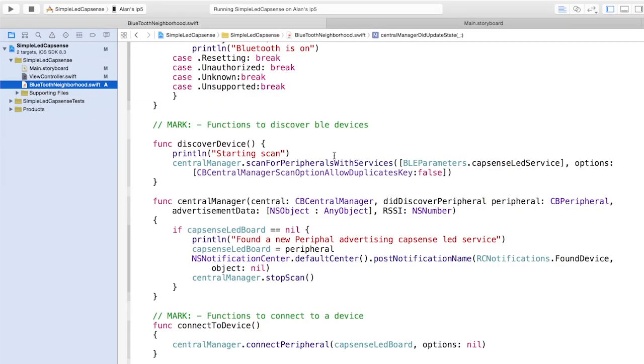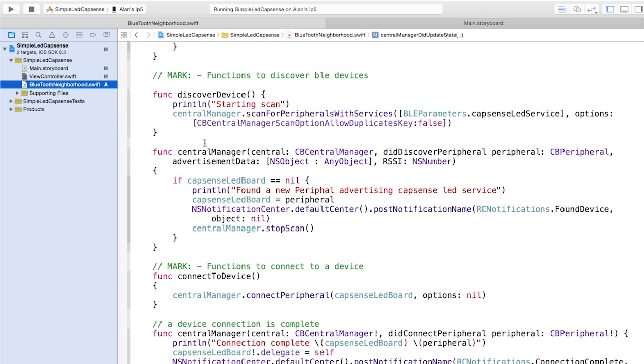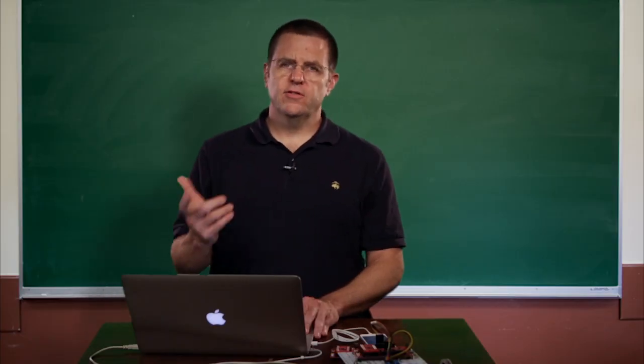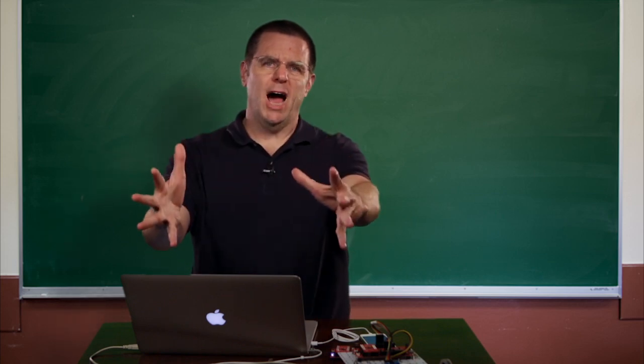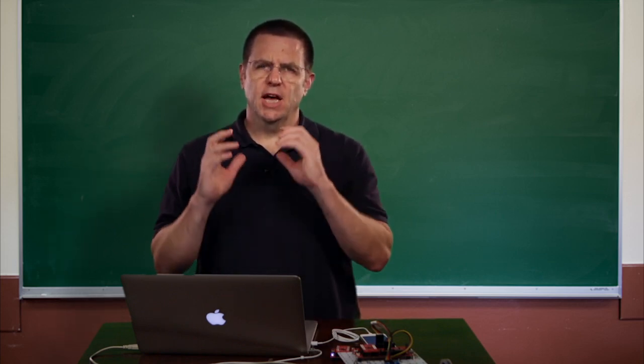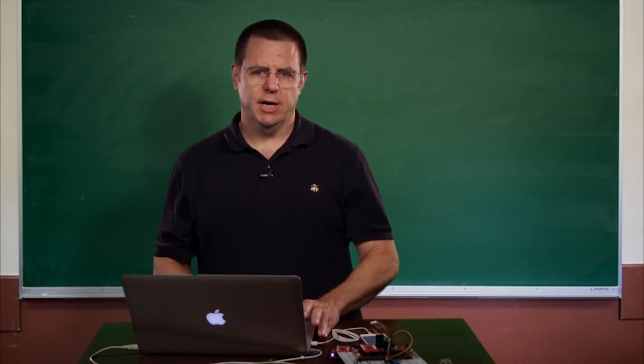So what happens then is the CB Central Manager starts listening, and as soon as it hears a device like that, it calls me back, and it calls the function Central Manager did discover peripheral, and that calls me back with an object of CB peripheral type. Now, the CB peripheral is an object that represents a peripheral out in the world, and it doesn't know much about that peripheral other than what it heard in the advertising packet.